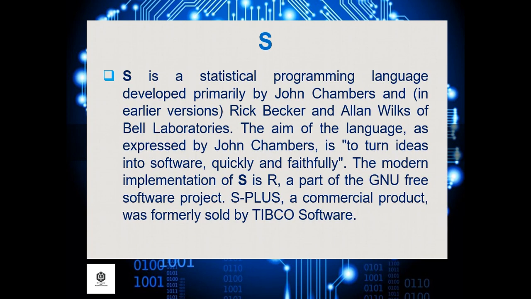S is a statistical programming language developed primarily by John Chambers and, in earlier versions, Rick Becker and Alan Wilks of Bell Laboratories. The aim of the language, as expressed by John Chambers, is to turn ideas into software quickly and faithfully. The modern implementation of S is R, a part of the GNU Free Software Project. S-PLUS, a commercial product, was formerly sold by TIBCO Software.